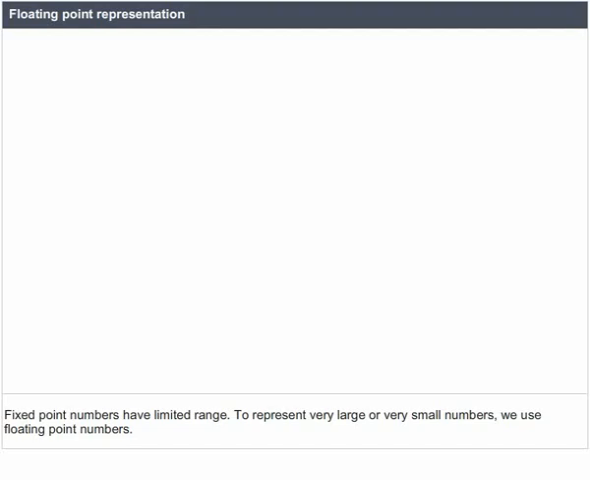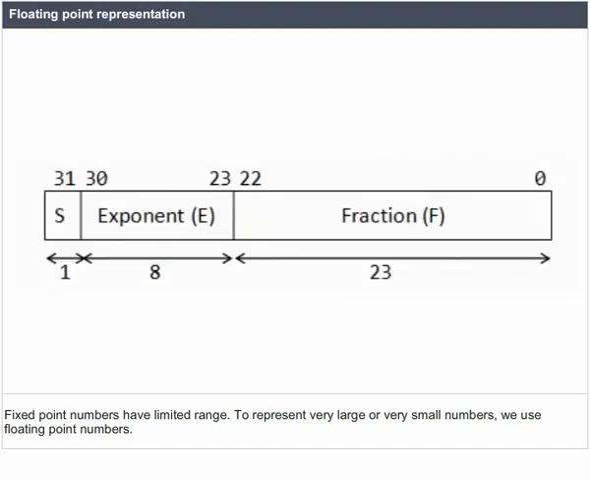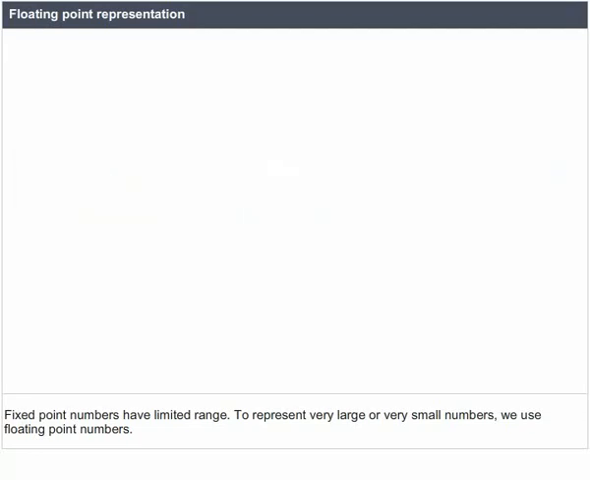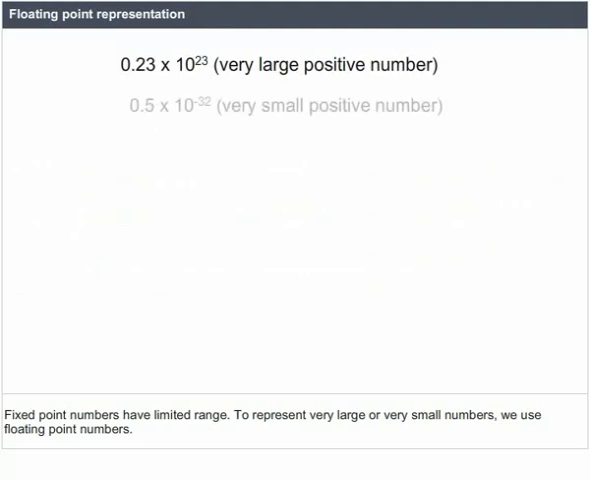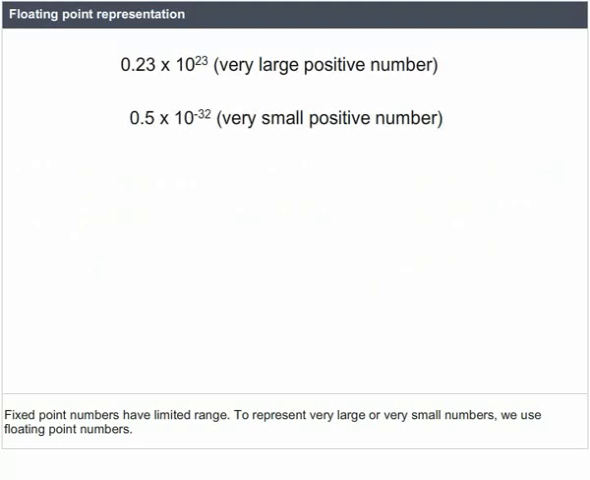Floating point representation. Fixed point numbers have limited range. To represent very large or very small numbers, we use floating point numbers. Examples: 0.23 multiplied by 10 to the power 23, a very large positive number. 0.5 multiplied by 10 to the power minus 32, a very small positive number. Minus 0.1239 multiplied by 10 to the power minus 18, a very small negative number.